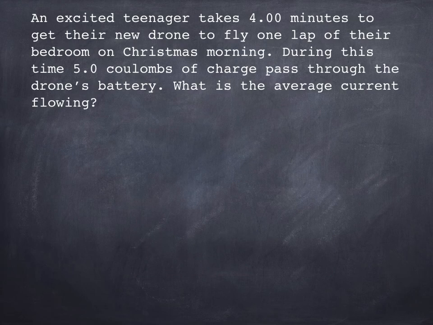So let's think about a worked example. An excited and presumably quite incompetent teenager takes 4 minutes to get their new drone to fly 1 lap of the bedroom on Christmas morning. During this time, 5 coulombs of charge pass through the drone's battery. What is the average current flowing?